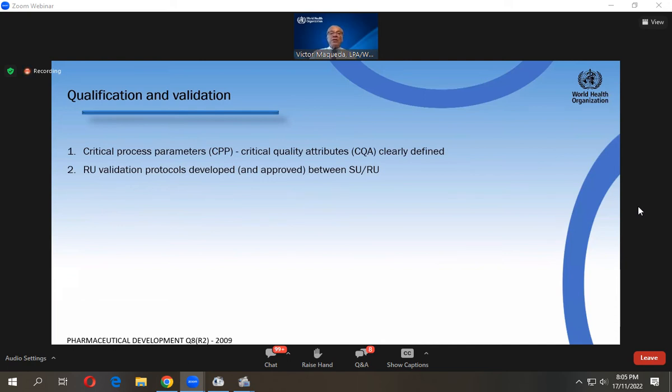Okay, so qualification and validation at the receiving side needs to be performed. So we need to start with the critical process parameters, and the attributes should be absolutely clearly defined. The receiving unit validation protocols will be developed and approved between the SCU and RU. That means that it is a team that has to have a very strong understanding and communication.